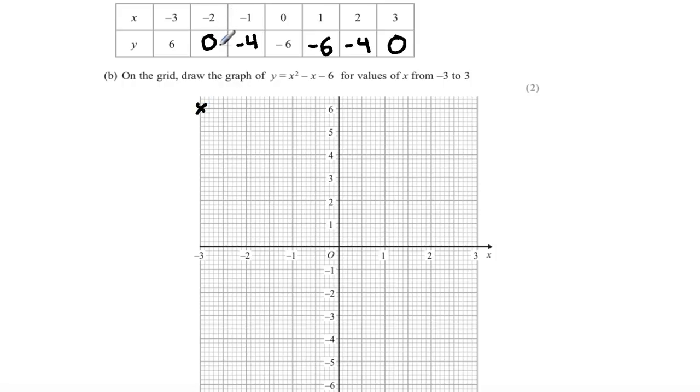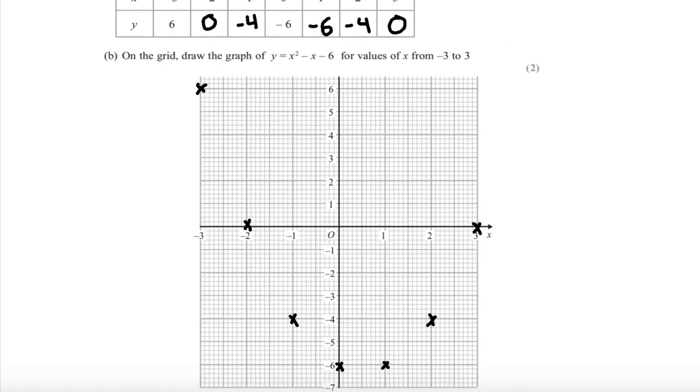We have minus 2 and 0. We have minus 1 and minus 4. So minus 1 and minus 4. We have 0 and minus 6. So 0 and minus 6 is over here. We have 1 and minus 6. So 1 and minus 6. We have 2 and minus 4. So 2 and minus 4. We have 3 and 0. So 3 and 0 goes over here.